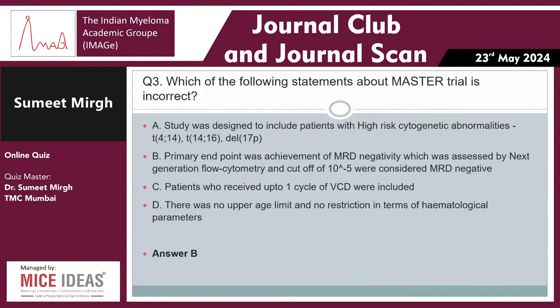So we move on to answer 3. Which of the following statements on the MASTER trial is incorrect? It was enriched for high-risk abnormalities like t(4;14), t(14;16), and 17p deletion. We also included chromosome 1q and t(14;20) later as a post-hoc analysis, but that was not the primary inclusion in the study methodology. Option B: the first half of the statement is correct, that the primary endpoint was MRD negativity, but it was assessed by next generation sequencing and not by flow cytometry. So option B is the incorrect statement here. Both option C and option D are actually correct statements. So the answer for question 3 is option B.